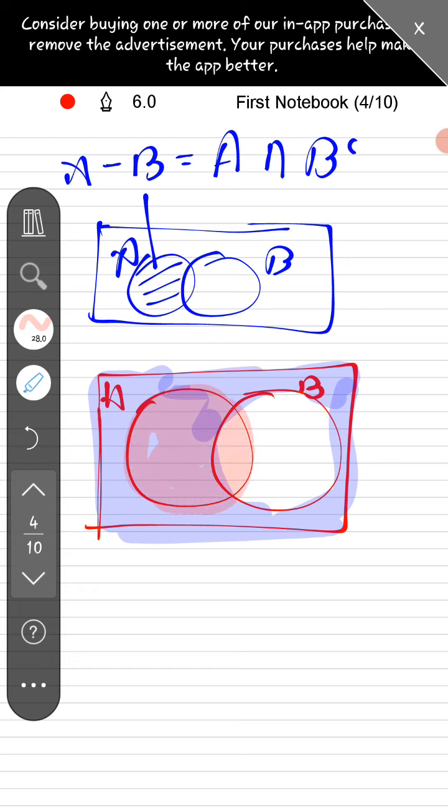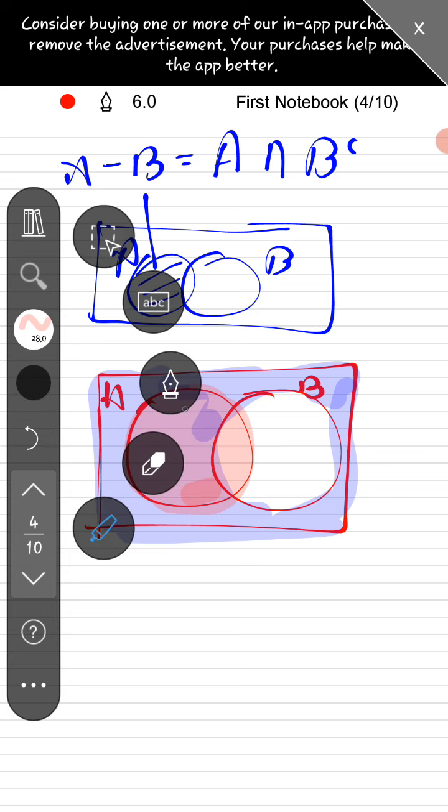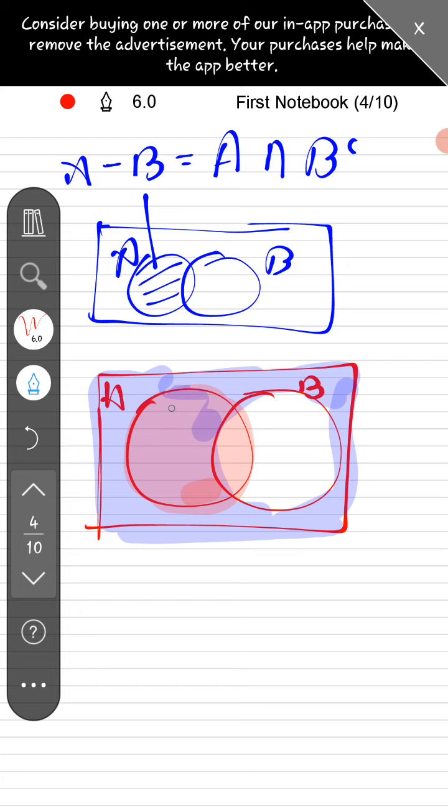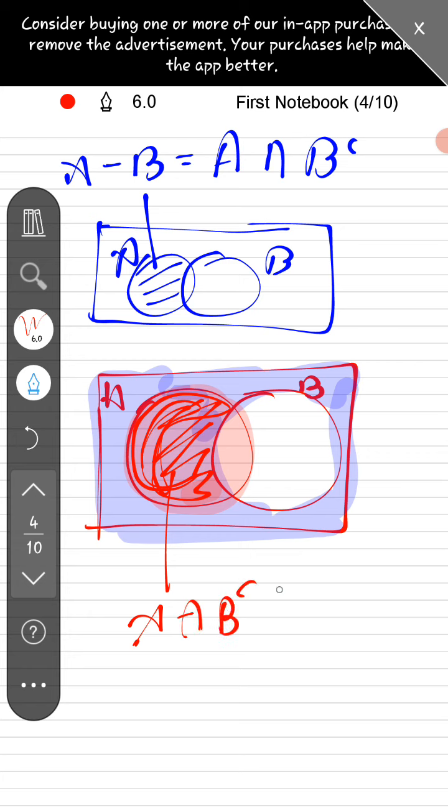I have marked A. Now I am highlighting that particular region with the pen. This is A intersection B complement. Is it? Yes. So are both equal? Yes, both are equal. Then this is absolutely proved.